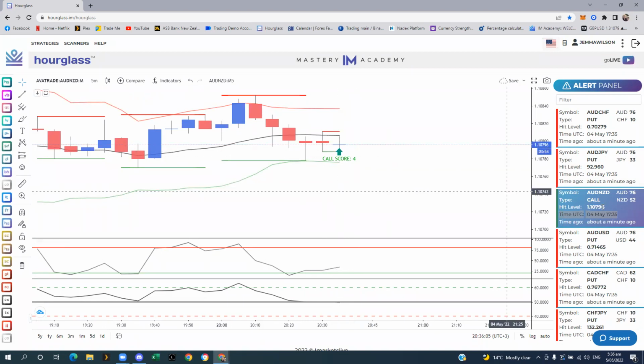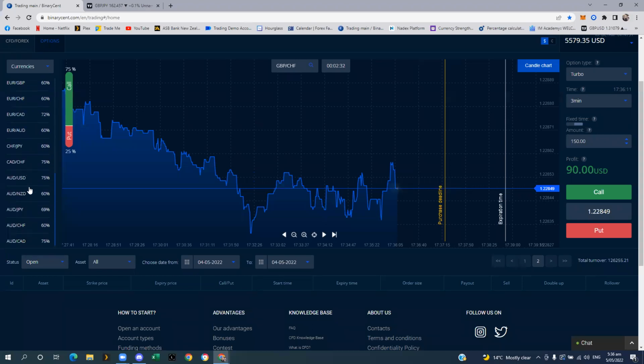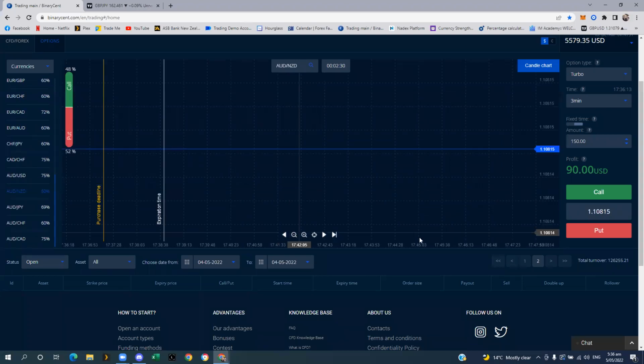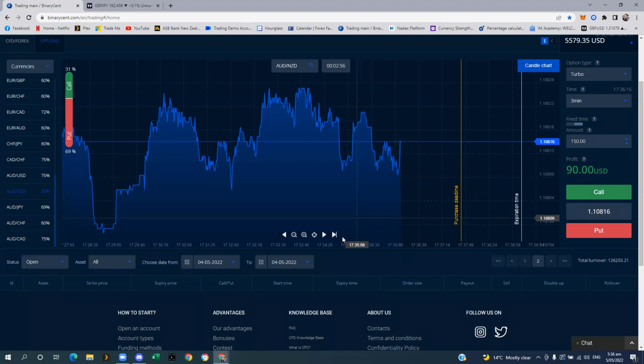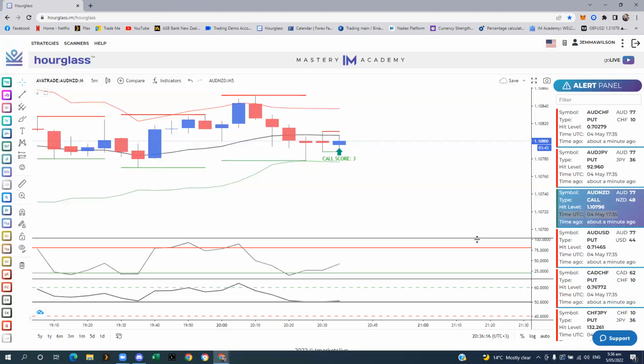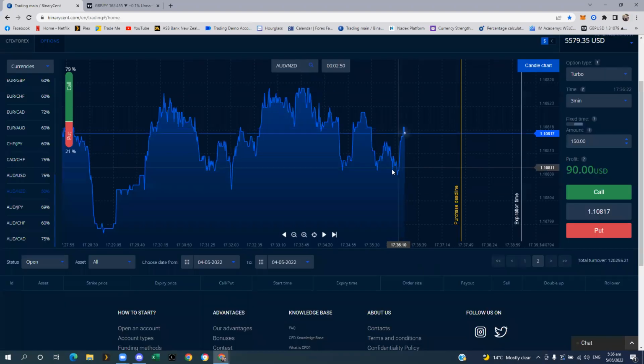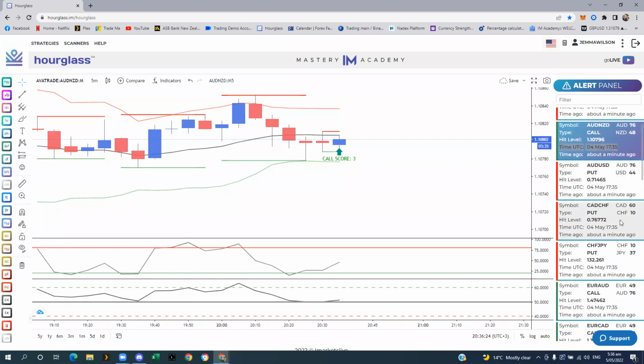So 788 for AUD NZD, 788 AUD NZD. I think someone said NZD is on OTC on Pocket Option, but I don't know. Oh, is it? Oh, okay. Yeah, it's quite far away anyway. So let's move on to another one.